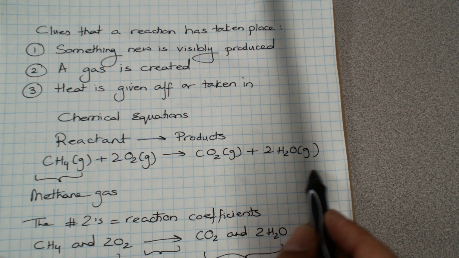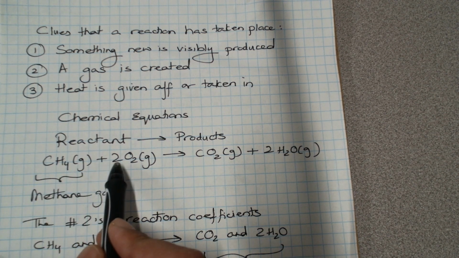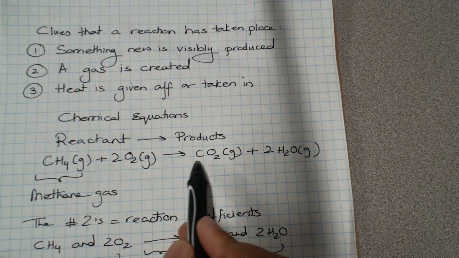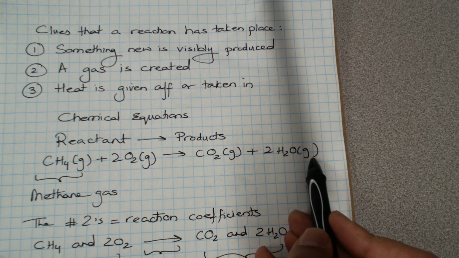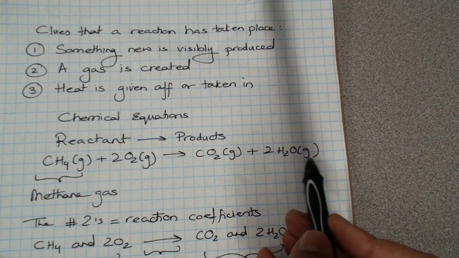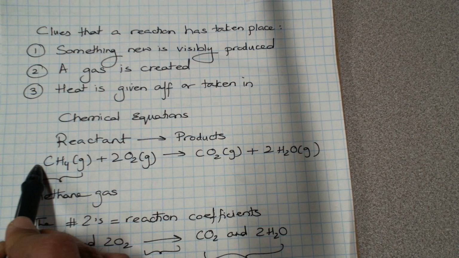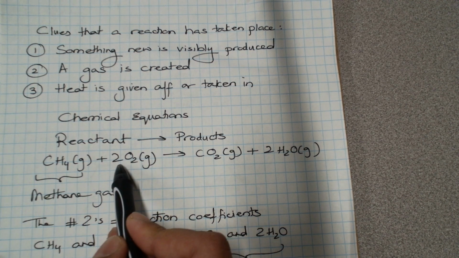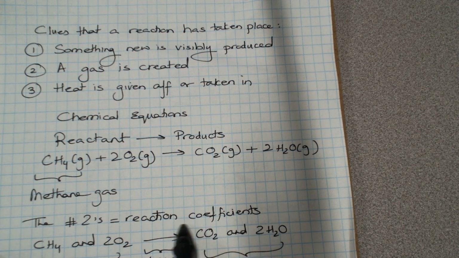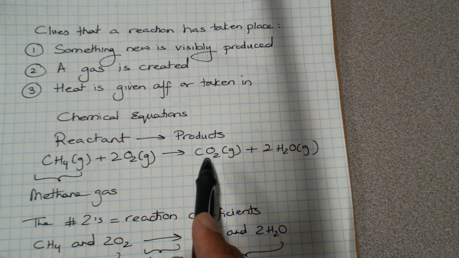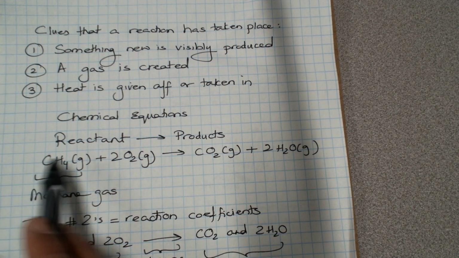This could also be read as 1 mole of CH4, 1 mole of methane, plus 2 moles of oxygen gas yields 1 mole of carbon dioxide gas and 2 moles of steam. So H2O, water, but in the gas phase. If you don't see a number in front, that stands for 1. If you see a number in front, well, that's pretty straightforward. The numbers in front are called reaction coefficients. So you have a reaction coefficient here and here. You also have one here and here. We just don't write the number 1.